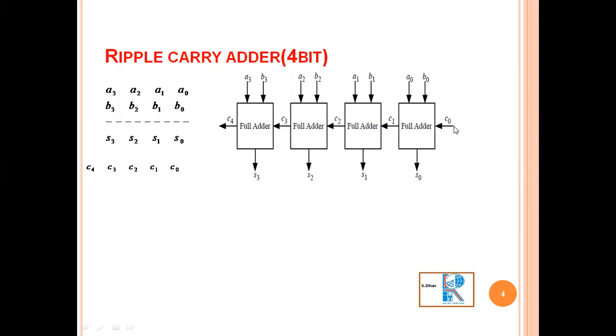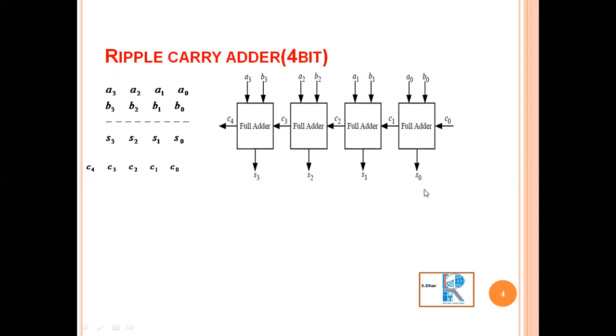Remember that in this type of carry, C0 is connected with the ground. That means the value of C0 should be 0, because it is not getting any value. I have not written it here, but it should be 0. It is connected with the ground. Clear? So A0, B0, and C0 are the inputs of a full adder.